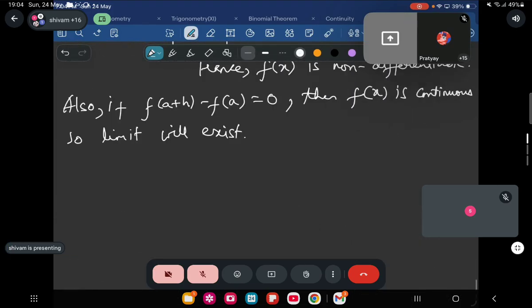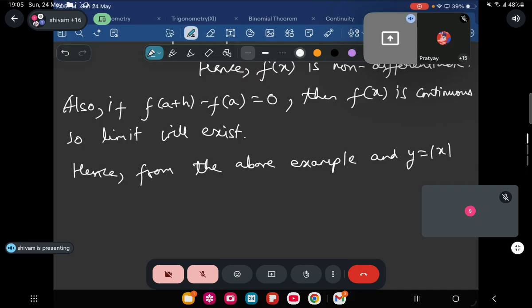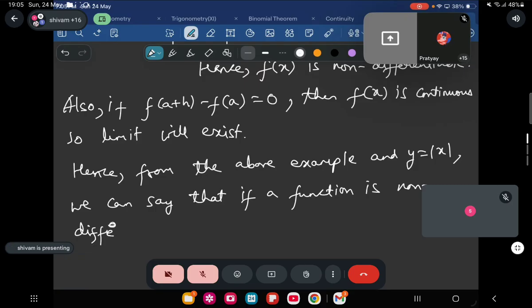So from the above example, y equal to mod x, we can say that if a function is non-differentiable, then it may or may not be continuous.